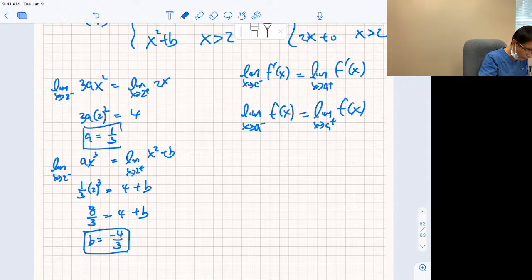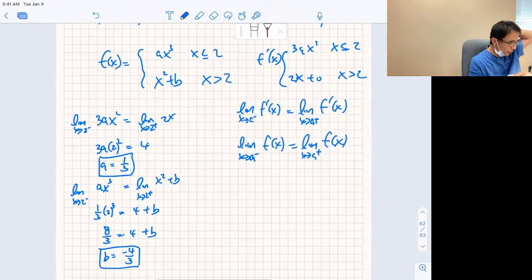For b, did it go away because you took the derivative? Yes, b is a constant. So if I take a derivative of a constant, it goes to 0. So first of all, I set the derivative equal to each other, and I solve for it.